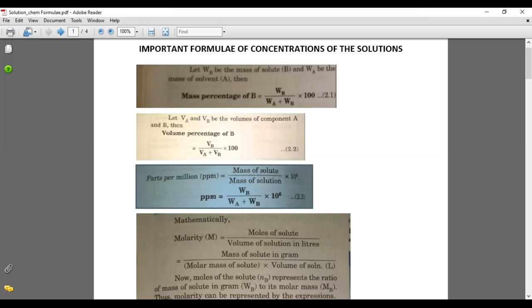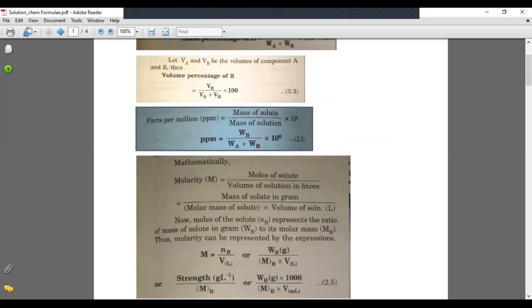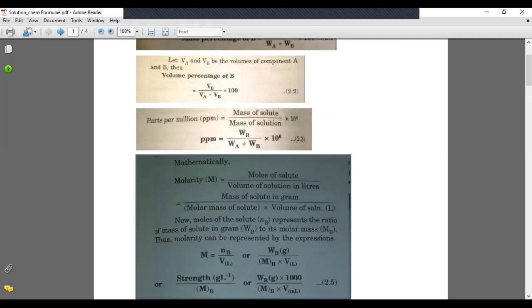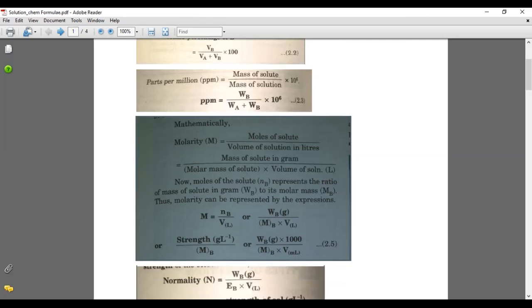Another way of expressing concentration of the solution that is highly important for our examination is molarity. Molarity you have learned already in class 11. The same topic we are going to repeat. The very simple definition of molarity is mole per liter. This is the unit of molarity also. Mole means number of moles of the solute dissolved in 1 liter of the solution at the given temperature.